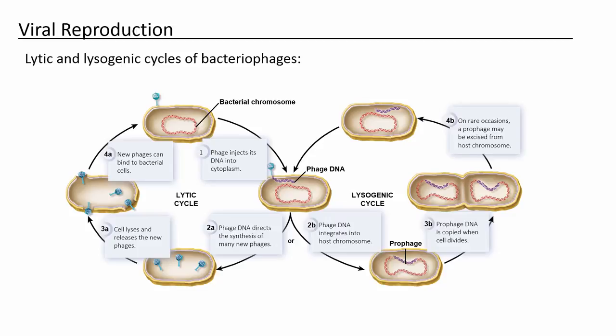But in the lytic cycle, you're actually going to make new viral particles, and the new viruses that you make are going to be released from the cell. And you're right, in the process of releasing them from the cell, you're going to lyse the cell. So lysis of the cell does happen in the lytic cycle and does not happen in the lysogenic cycle. Okay, do you guys have other questions?